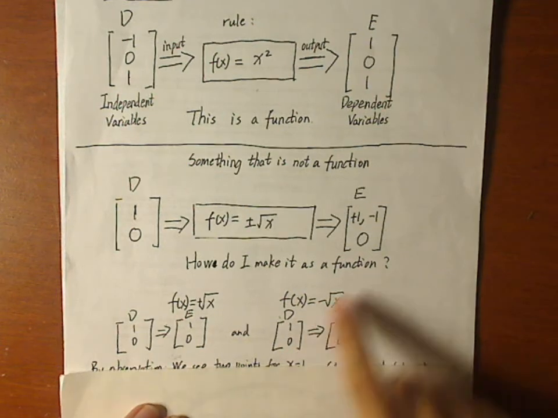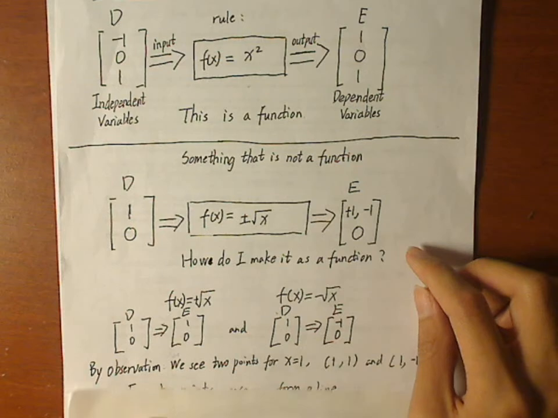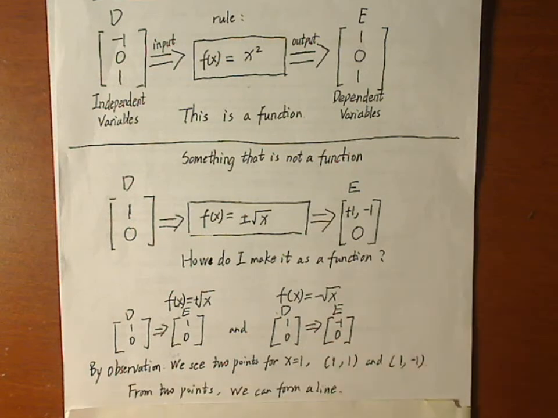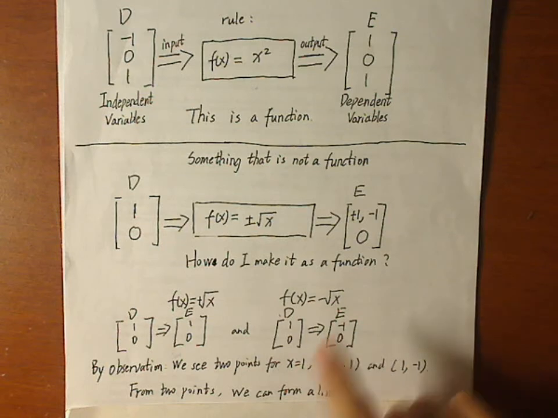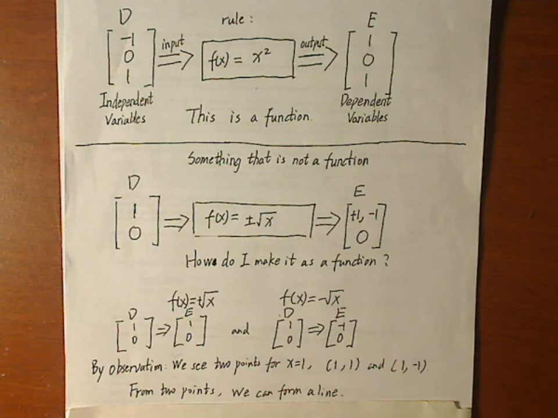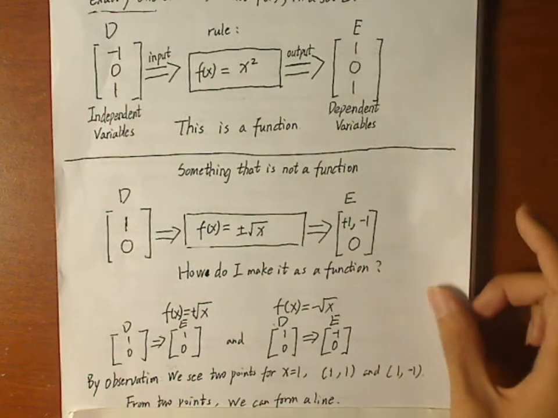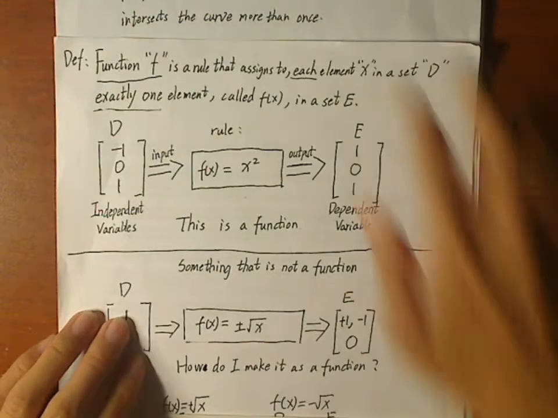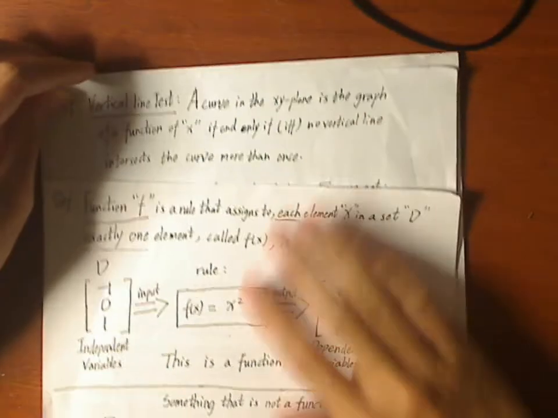If you learned geometry before, we know 2 points can draw a line. If we graph the function, there's another way of showing it. We're going to use what's called the vertical line test. Because positive 1 gives 1, this is a point, and positive 1 gives negative 1, this is another point. We know 2 points can form a line. So we're going to use this vertical line test.